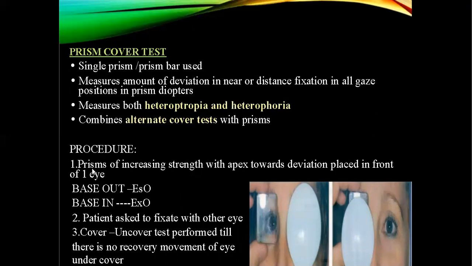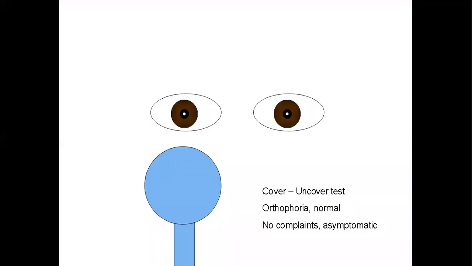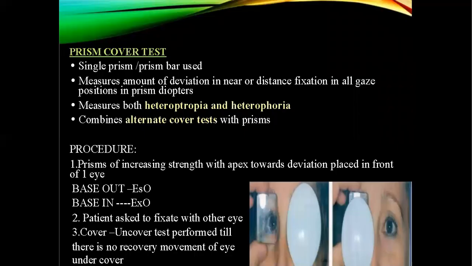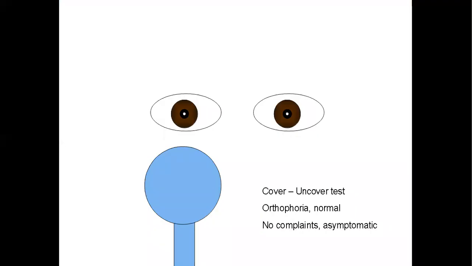We put prisms of increasing strength with the apex towards the deviation, and we do the cover and uncover test till there is no movement of the eye under cover. We check the amount of prism, the diopters of prism, which was required to stop this movement. This will be the amount of squint. So this is the prism bar cover test. And this is the cover-uncover test.